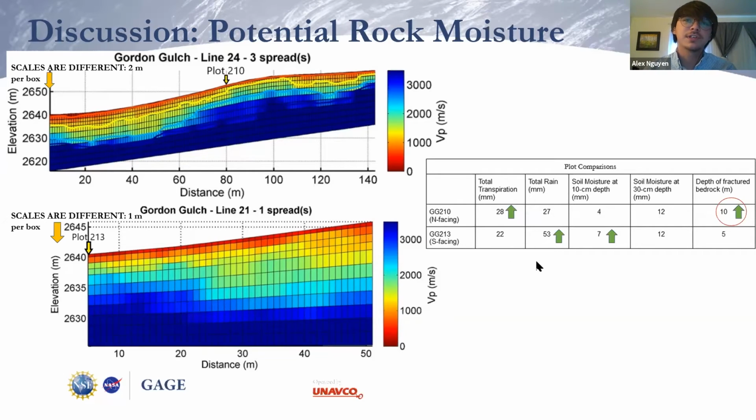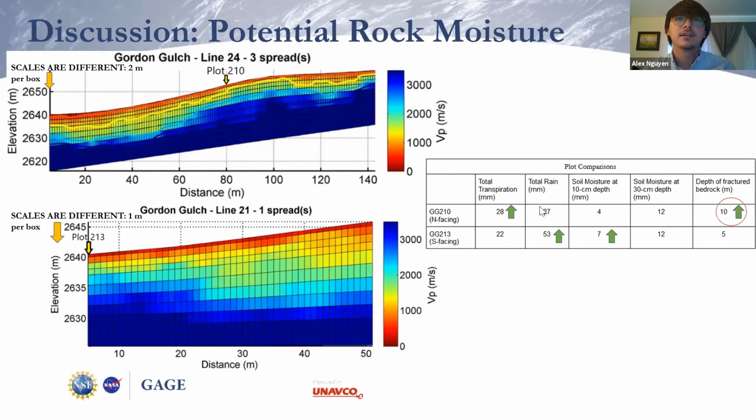So this possible increased storage at 210 could explain why its transpiration rates are higher than 213, despite 210 having less soil moisture and rainfall. So it's possible that this depth of fractured rock sort of substitutes for its lack of total rain and soil moisture compared to plot 213.